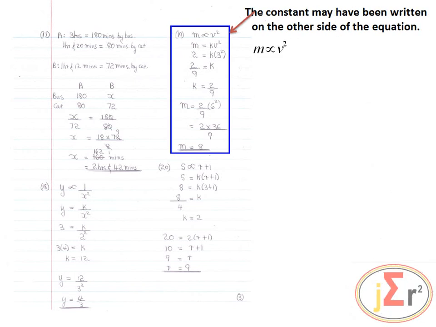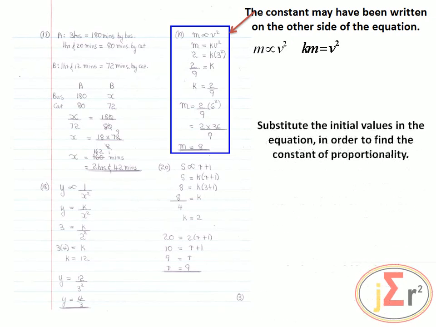The constant may have been written on the other side of the equation. So what we are saying also is that when we are solving the direct variation problem, or any variation problem for that matter, the constant that we wrote accompanying v squared, we could have written the expression with the constant on the other side, like that. So now we have the constant on the left hand side.